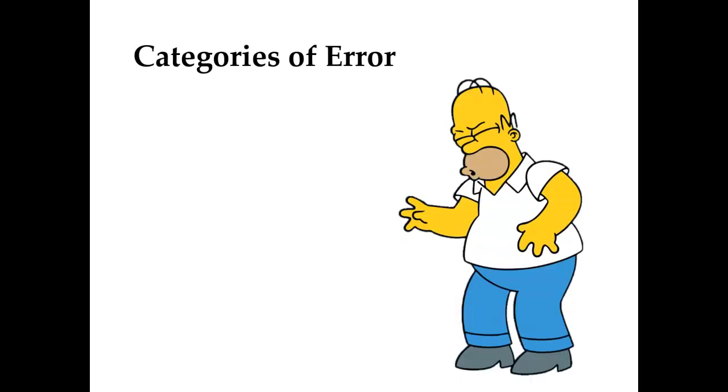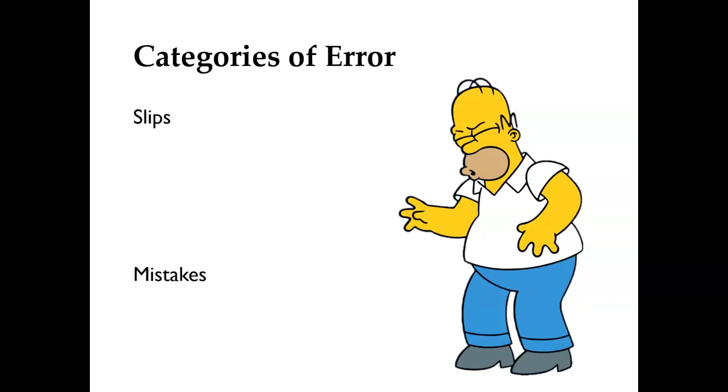So you need to know about categories of error. What different categories errors fall into so you can track what sort of errors people do make, and then figure out how to prevent those errors. So let's talk about how to keep from making our users say, "Don't!"